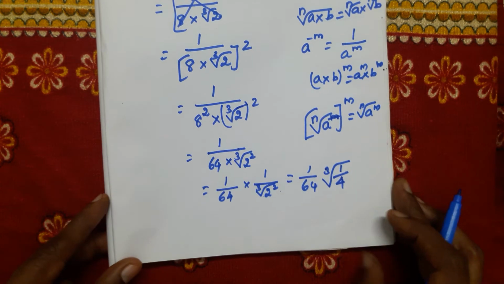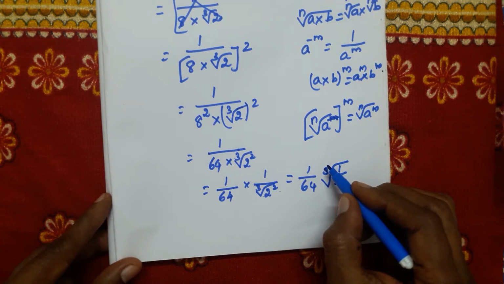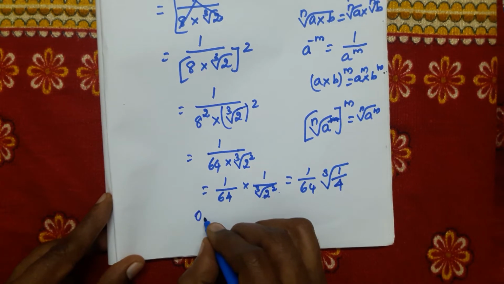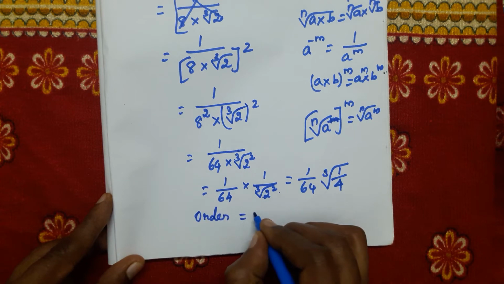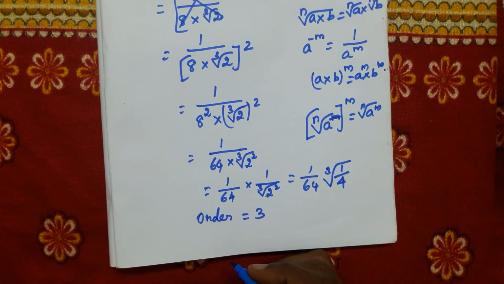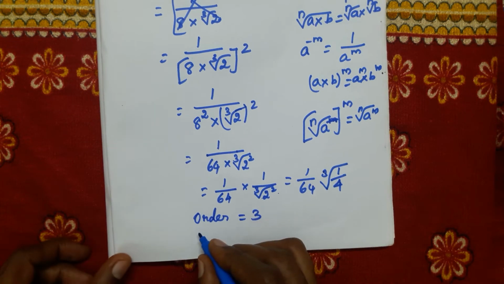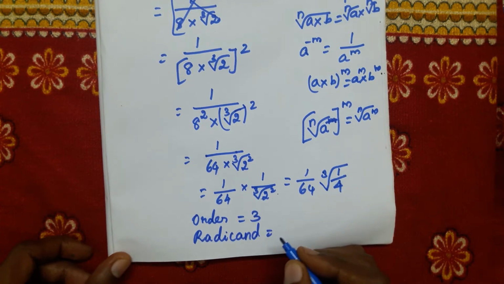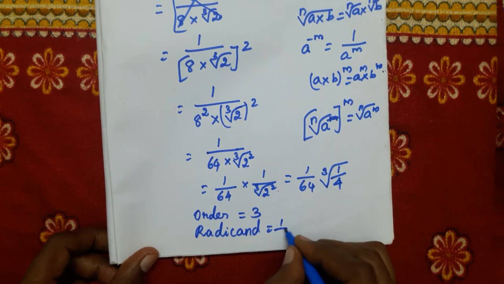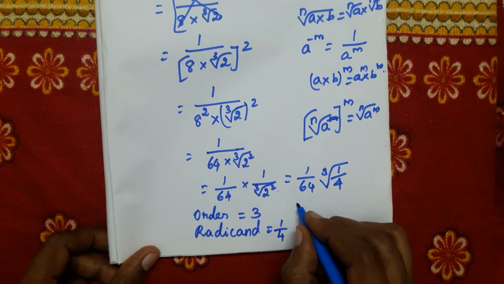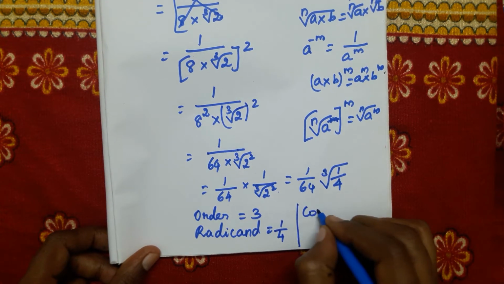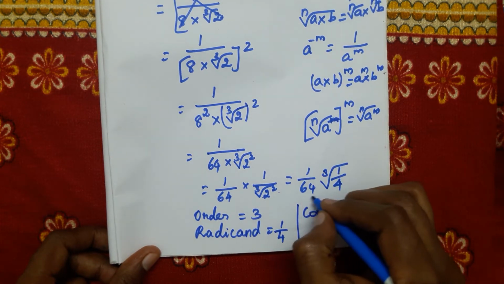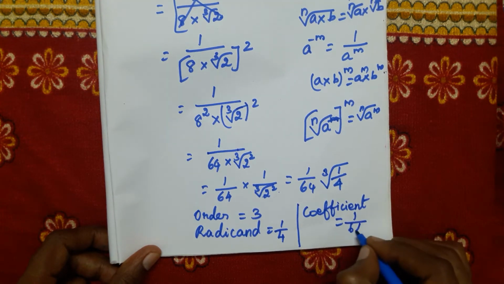Now, what is the order? We have to find out the order. 3 is the order. Order is equal to 3. What's the radicand? Radicand is equal to 1 by 4. Now, what's the coefficient? Coefficient is equal to 1 by 64.